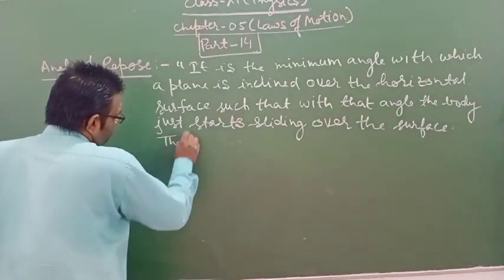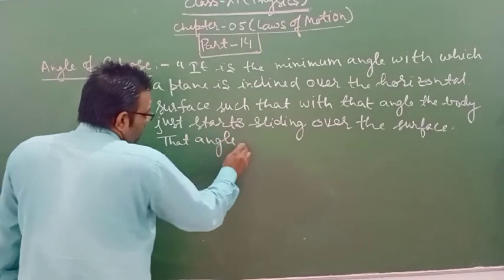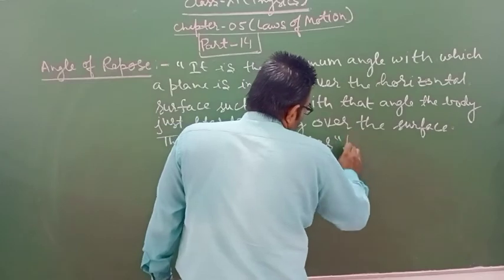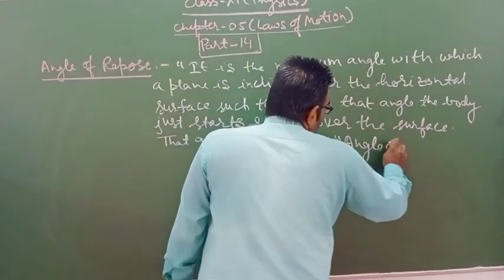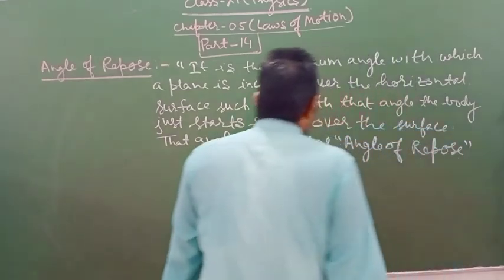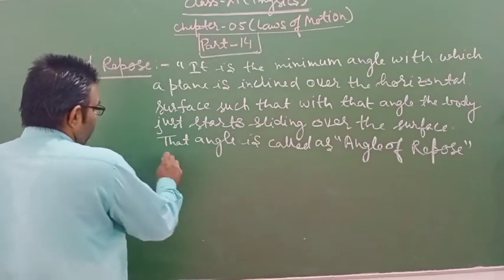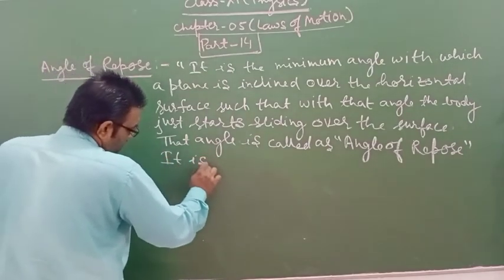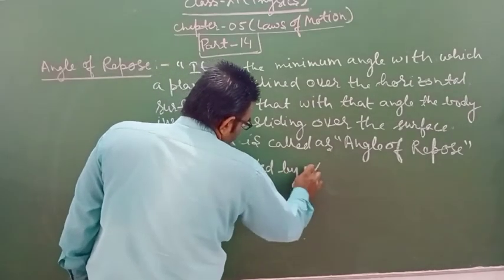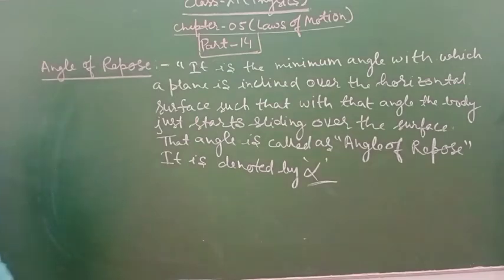That angle is called the angle of repose, and it is denoted by alpha. So dear students, let us understand this case with the pictorial diagram.